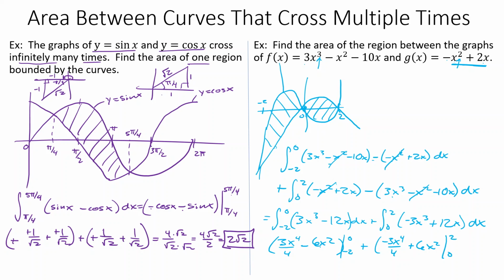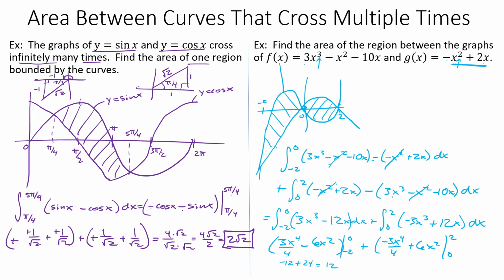And let's see, if we work out all this and we work out all this, I believe they both give us 24. Let me check. 0 is going to give us 0. If we plug in negative 2, we get 16 over 4, which is 4, times 3 is 12, minus negative, so plus 6 times 4 is 24. Oh, we are subtracting this guy though. Yeah, so it'll be that. So that'll give us 12.